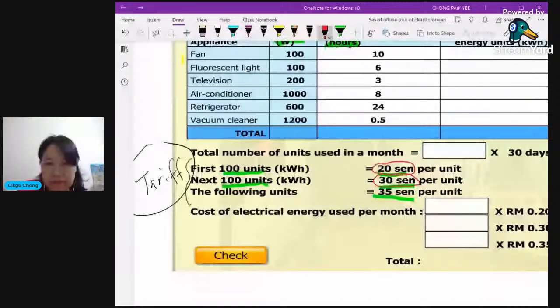Vacuum cleaner, 1.2 times 0.5. Already hours and hours, okay. So you get 0.6. Okay, now find the total.